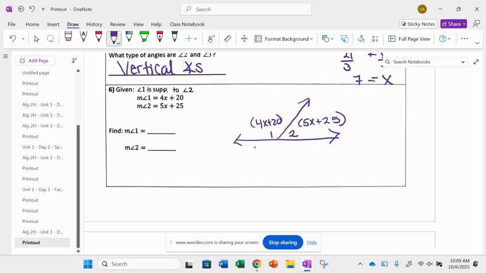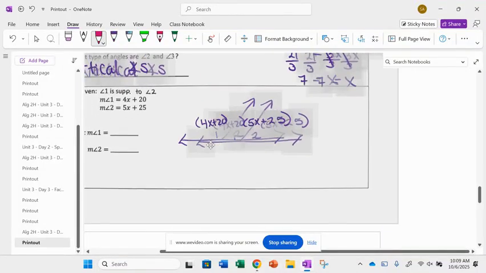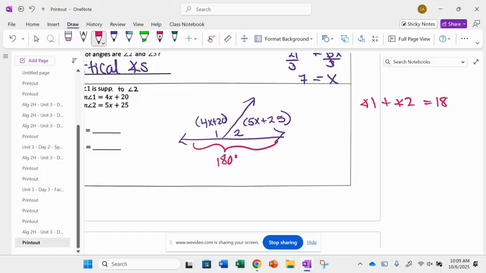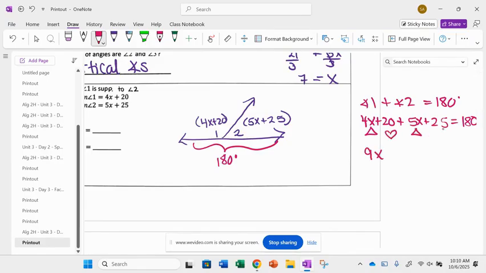Okay, what equation can we come up with? Caitlin? You got it. We're going to use the fact that angle 1 and angle 2 make up that straight angle. Remember, this straight angle is 180 degrees. So it's going to be 4x plus 20 plus 5x plus 25 equals 180. I'm going to combine my like terms. So this is 9x. 20 plus 25 is 45. And then we solve.